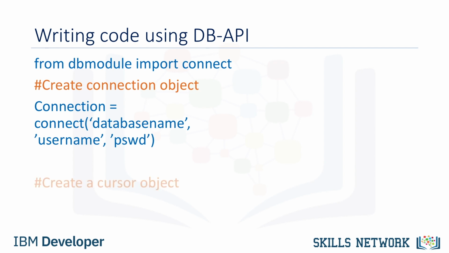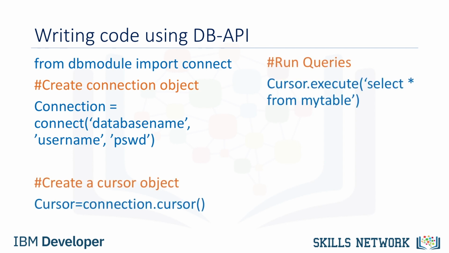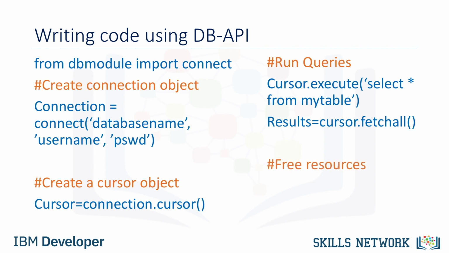After this, you create a cursor object on the connection object. The cursor is used to run queries and fetch results. After running the queries using the cursor, we also use the cursor to fetch the results of the query. Finally, when the system is done running the queries, it frees all resources by closing the connection. Remember that it is always important to close connections to avoid unused connections taking up resources.